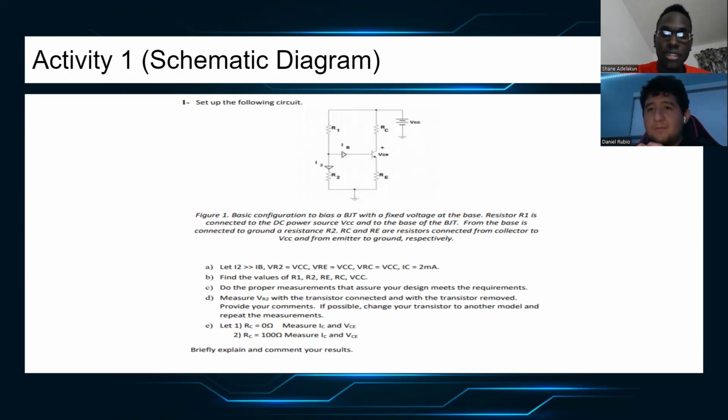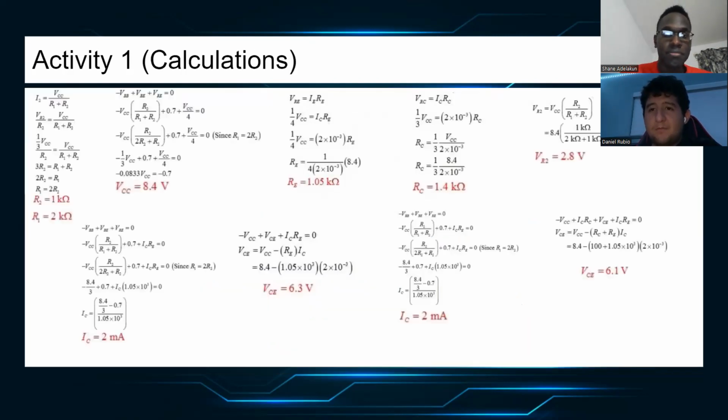We have to find the proper requirements. We have to measure the VR2, and connect the transistor and remove the transistor to see how it works. We also find the RC, which is equal to 0 ohms, and RC equal to 100 ohms. This is activity 1, and now we shall show our calculations.